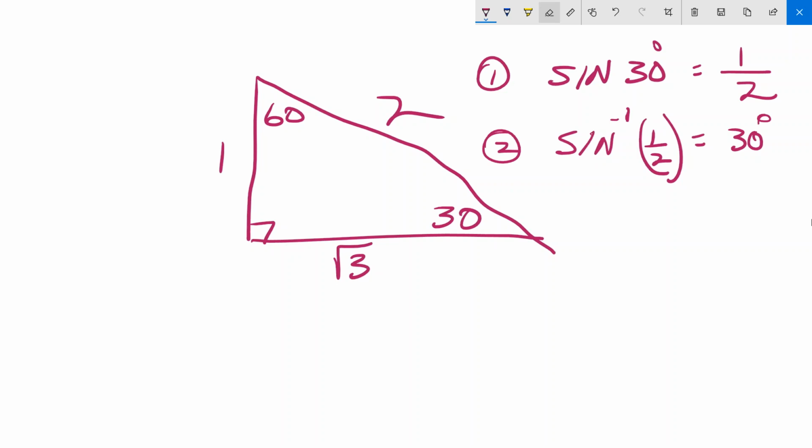Okay. So this is very important. In other words, you do not take inverse trig functions of angles. You take inverse trig functions of numbers to get angles. You take trig functions of angles to get ratios.